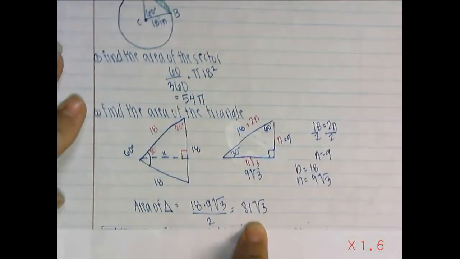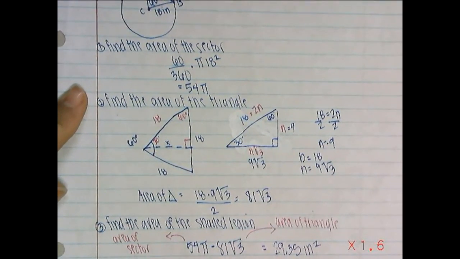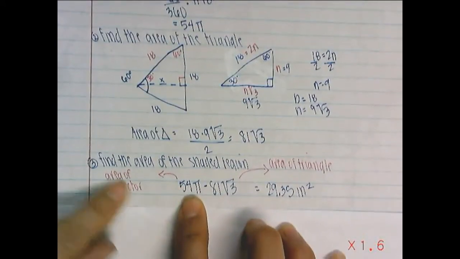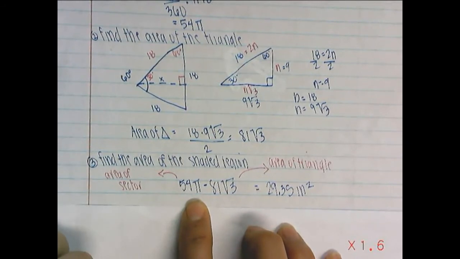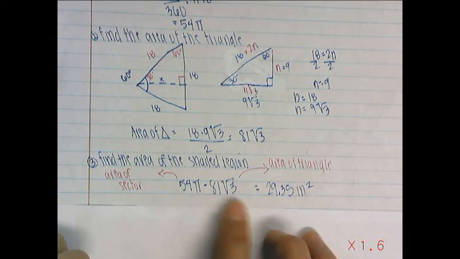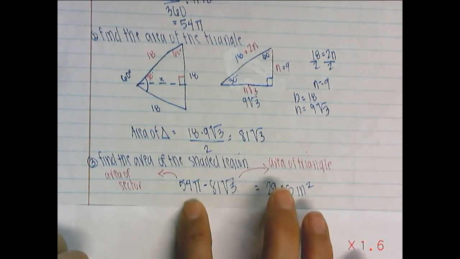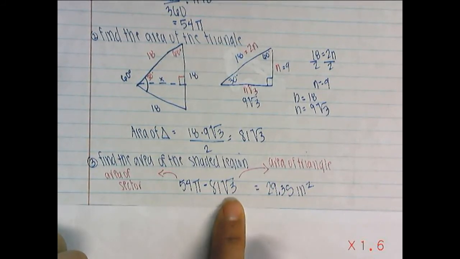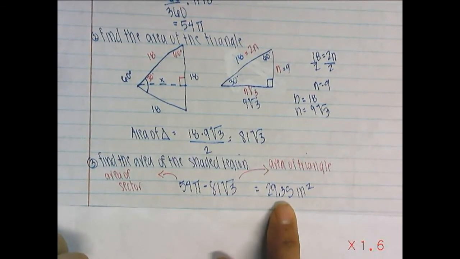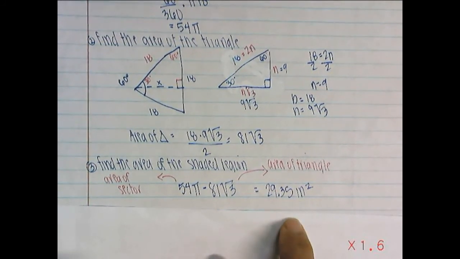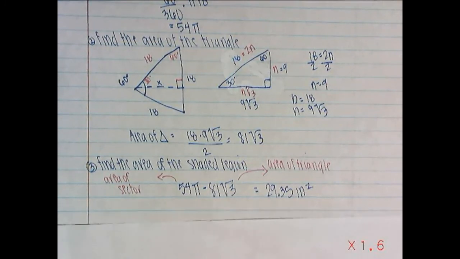Now don't forget, you guys, I want to find the difference of the two. So I'm taking the area of my sector, which was 54 pi, and I'm subtracting 81 root 3. I'm going to go ahead and just approximate, multiply this times 3.14 and this times root 3. And I'm going to get approximately 29.35 inches squared. So that's finding the area of the segment. It's a hard problem. It's lots of work. You will see it again. All right, guys, but that's your notes for 10.7.